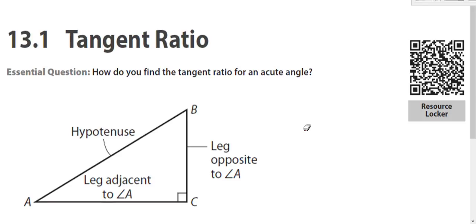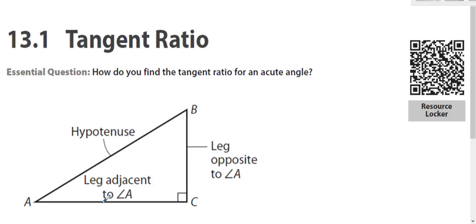So now we're going to look at the tangent ratio. Tangent is part of a larger part of math called trigonometry. All the trigonometry that we're going to be looking at only deals with right triangles. So the triangle has to have a 90-degree angle, otherwise we can't do any of the trigonometry we are going to learn. So when you're doing right triangle trigonometry, you have to identify where the right angle is.